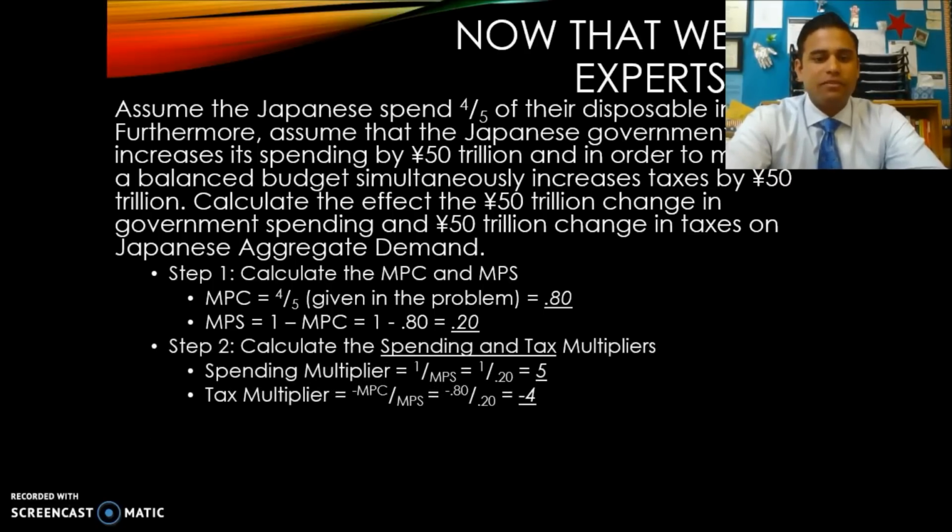Let's calculate the spending and tax multipliers. We need both of them, right? The spending multiplier is 1 over 0.2, which is 5. The tax multiplier is negative 0.8 over 0.2, which is negative 4.